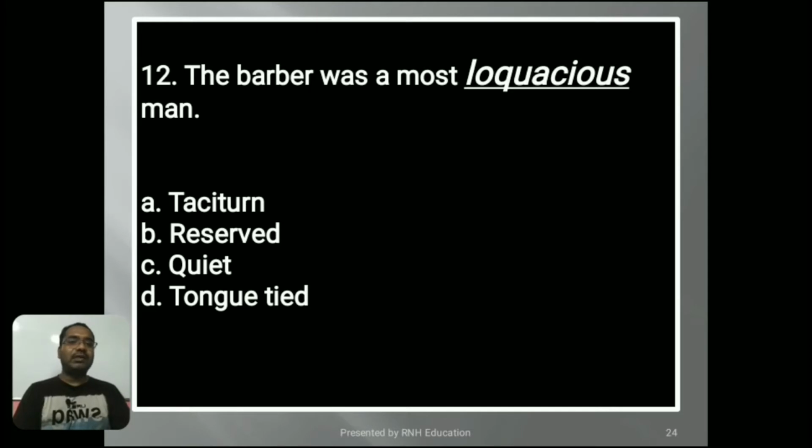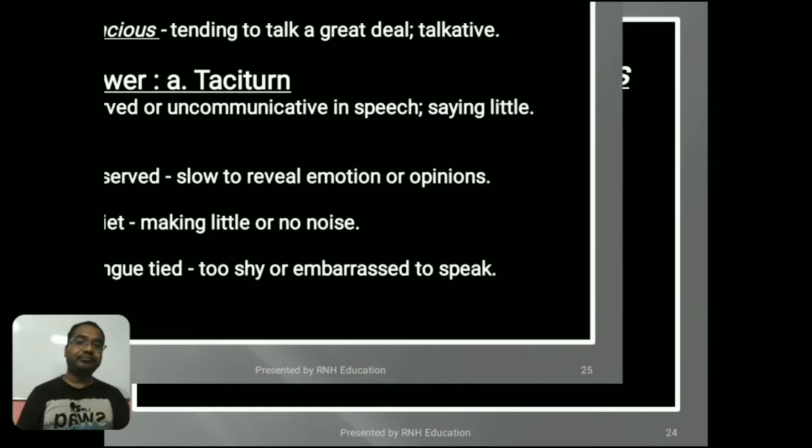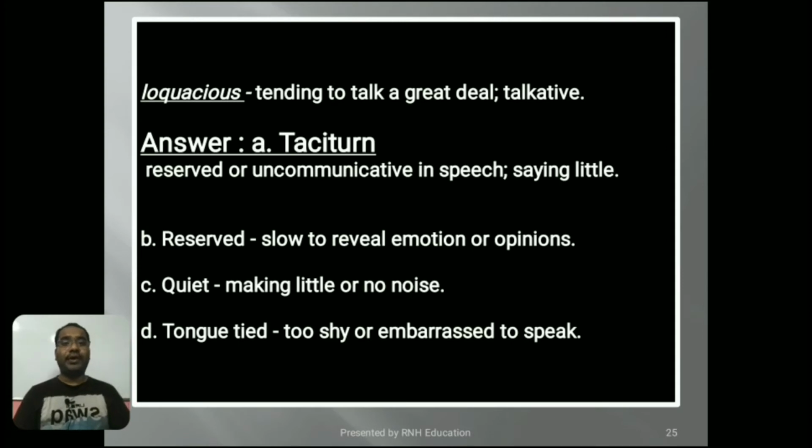The barber was a most loquacious man. Okay, and the options are A taciturn, B reserved, C quiet, and D tongue-tied. Okay, now check the solution. At first, take the word loquacious. Loquacious means tending to talk a great deal. That means talkative, who talks so much. This is called very talkative. So the answer should be taciturn.